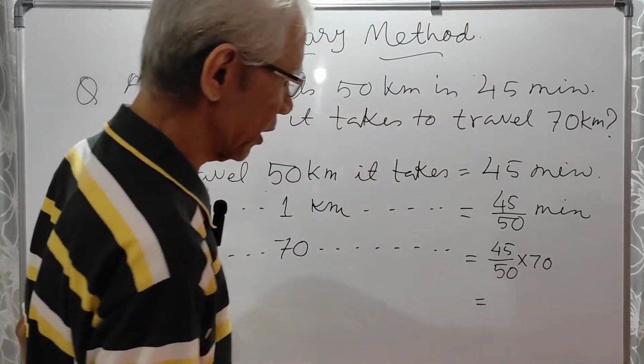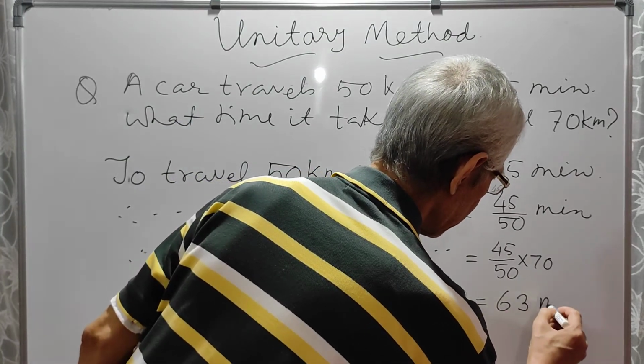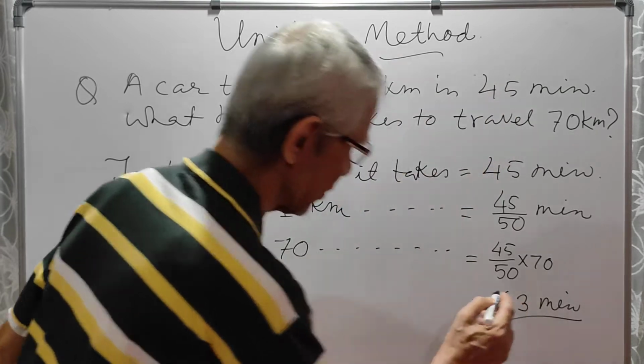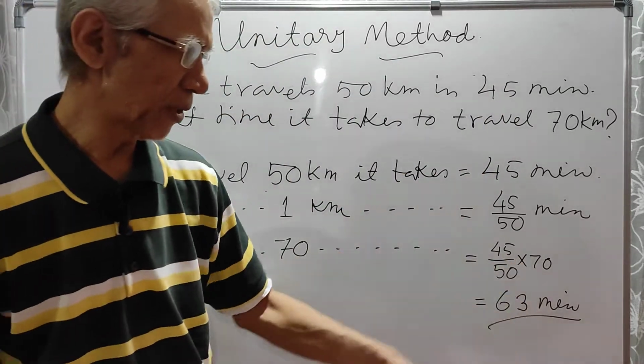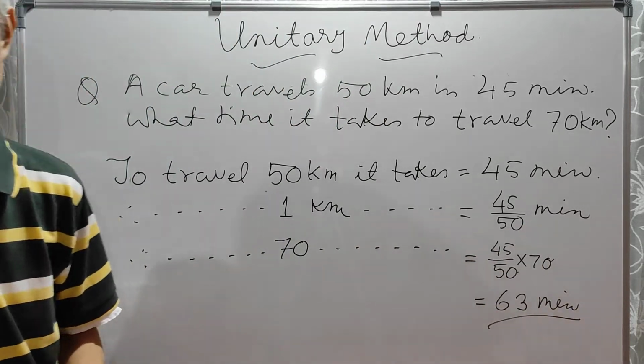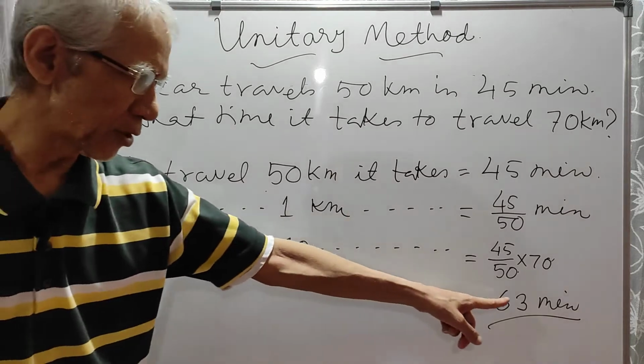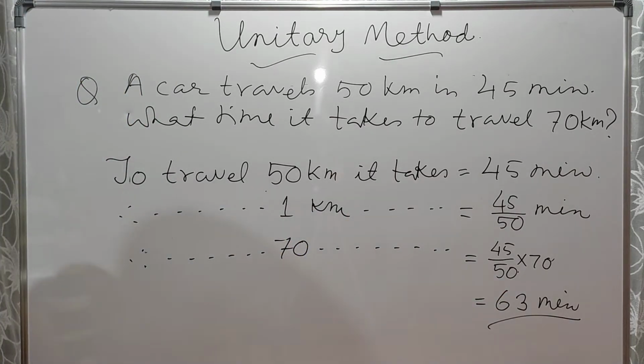Now by cancelling you get 63 minutes. So this is the answer. 45 by 50 into 70, so you cancel and divide, and you will get 63 minutes. So that is the answer. So to travel 70 kilometers, it takes what? 63 minutes. Okay.